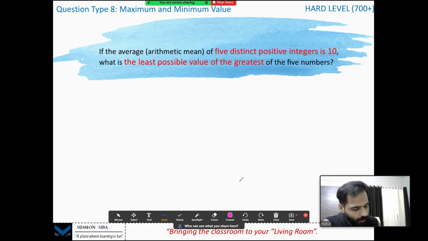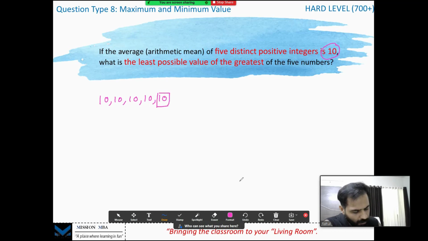Now guys, you want the mean to be 10. Now, how can I get the mean to be 10? Don't worry, I know the numbers are meant to be distinct. I'm just keeping them the same so that you analyze it. If all the numbers are 10, the mean is simply 10.